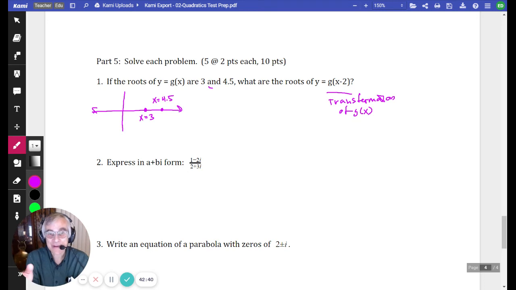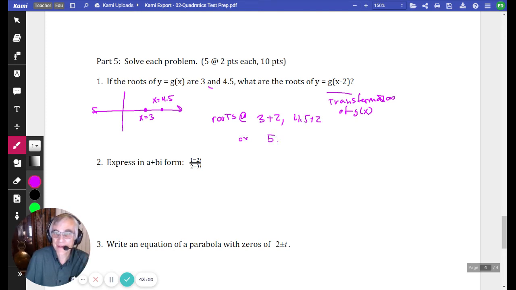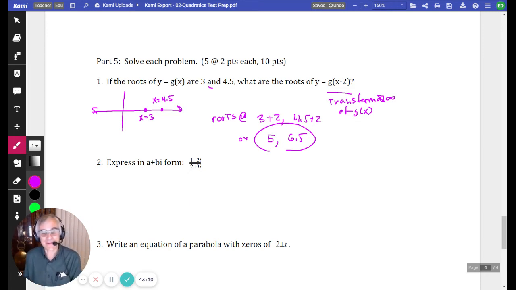So those roots that were at x equals 3 and x equals 4.5 are 2 units to the right, those x coordinates. So roots are at 3 plus 2 and 4.5 plus 2, or 5 and 6.5. Done. Again, no heavy math. It's just a transformation of the original function. So the features move around according to the transformation. That's all.